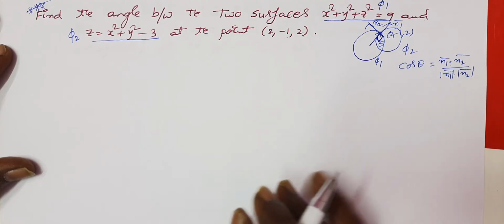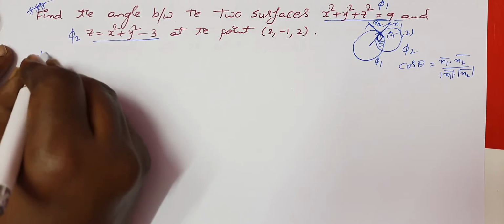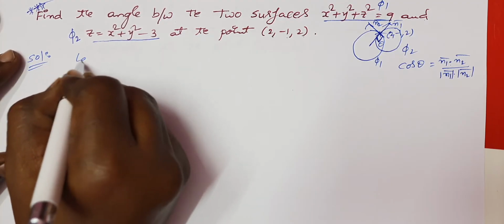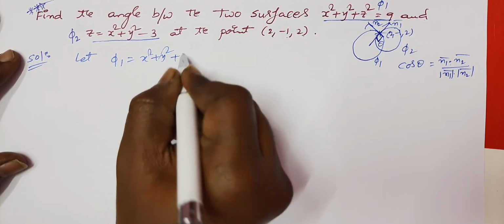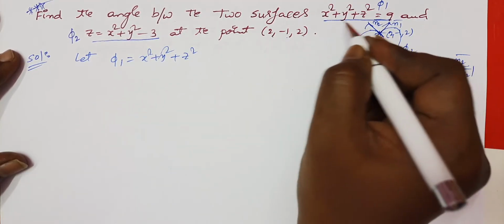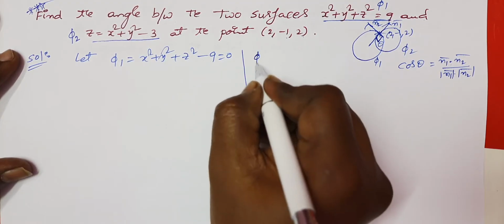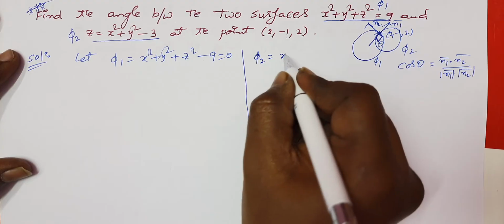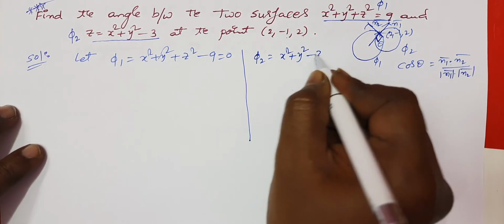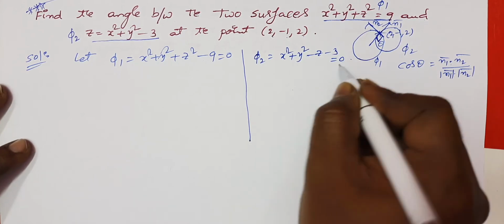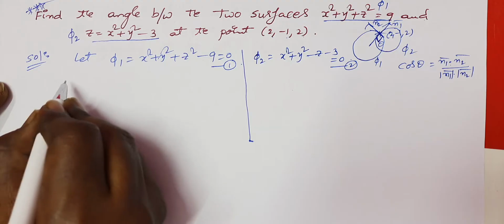So first of all we have to find the normals of both surfaces. Let phi 1 be equal to x square plus y square plus z square. Take this 9 to the left side, you will get -9 is equal to 0. And I will write the second surface here, which is x square plus y square. Take this z to the right side, you will get -z -3 is equal to 0. This is equation number 1 and this is 2. So first find the normal.